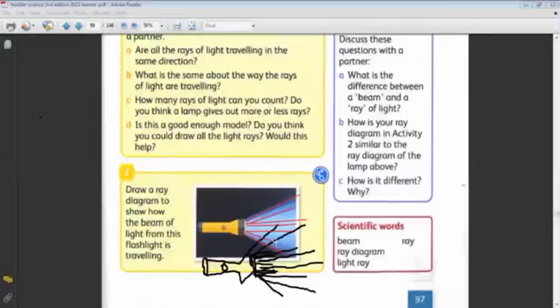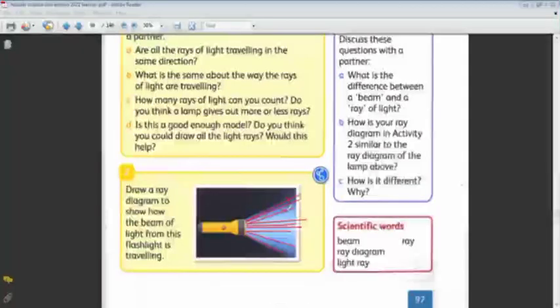So this is the ray diagram. You forgot something important: the arrows. You forgot the arrows to show the direction of the light traveling. Yes, very good, to show that the light comes from the light source to the surroundings. So the arrows are very important.